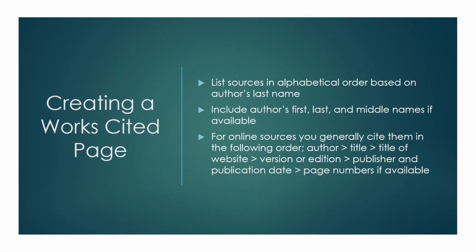Creating a works cited page. You would do this at the end of your paper, and it's very important. You would list the sources in alphabetical order based on the author's last name. You would include the author's first, last, and middle name if available. For online sources, you generally cite them in the following order: author, title, title of website, version or edition, publisher, and publication date. And then finally, page numbers if available.